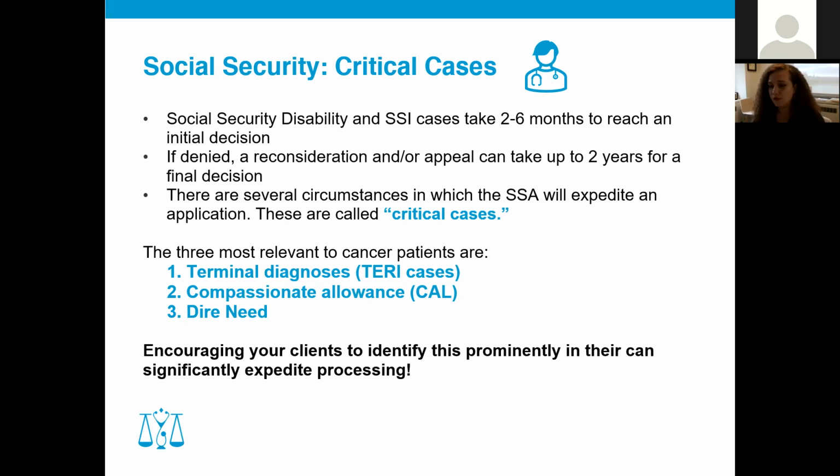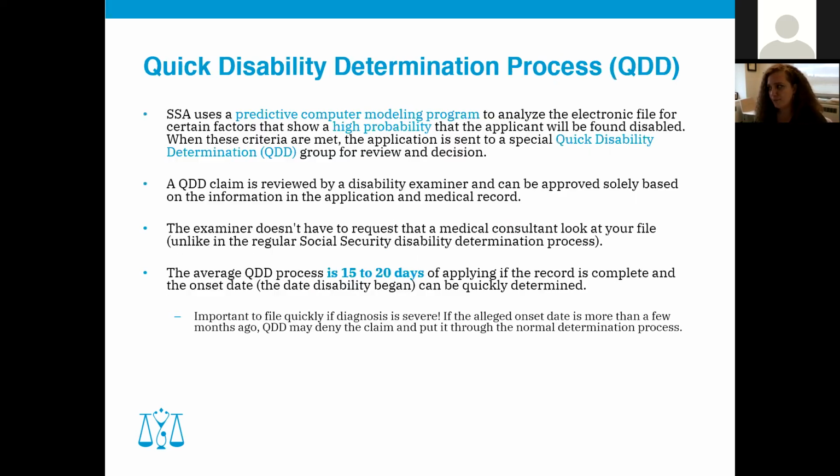I don't know if it's different in other states, but New York is extremely backlogged, so it takes us a really long time to get before a judge. But there are several circumstances in which Social Security will expedite an application, and these are critical cases. There are 3 categories that are relevant to cancer patients, and that's TERI, terminal diagnosis, CAL, which is compassionate allowance, and dire need.